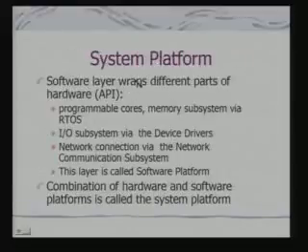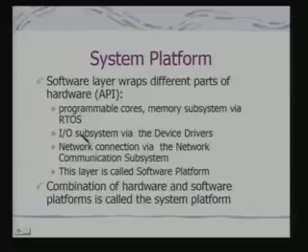So what is really a system platform? Because a platform cannot exist independent of the software. One part of the platform is obviously the hardware platform. On top of that, we have to have a software layer which wraps different parts of the hardware. You can have programmable cores, memory subsystem, all these things being managed via RTOS.